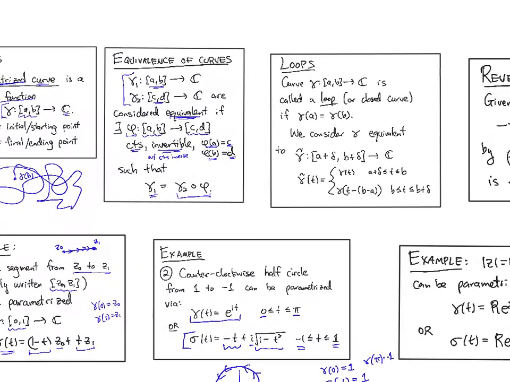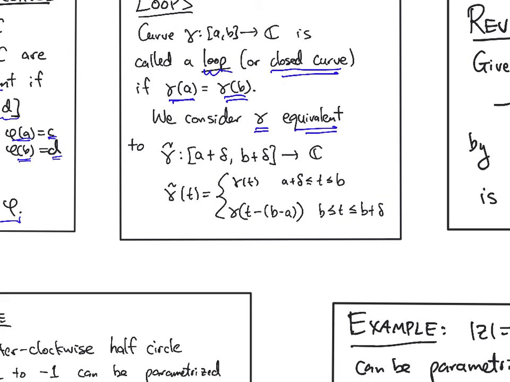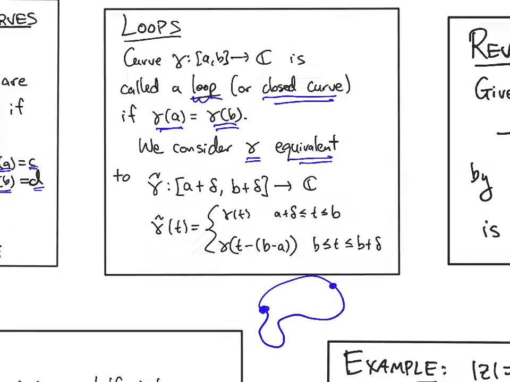We also have a related notion. Curves that have the same starting and ending point, we'll just call it a loop or a closed curve. And we also want to consider loops equivalent to sort of shifting of the starting point, because a loop will be a curve that joins up on itself, and there's nothing really special about the starting point now because it's a loop. So we want to consider it the same loop if I start somewhere else. So that's what this definition is saying.